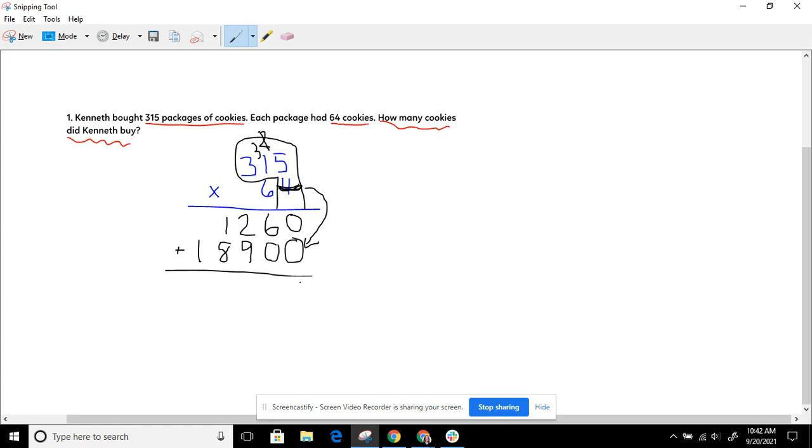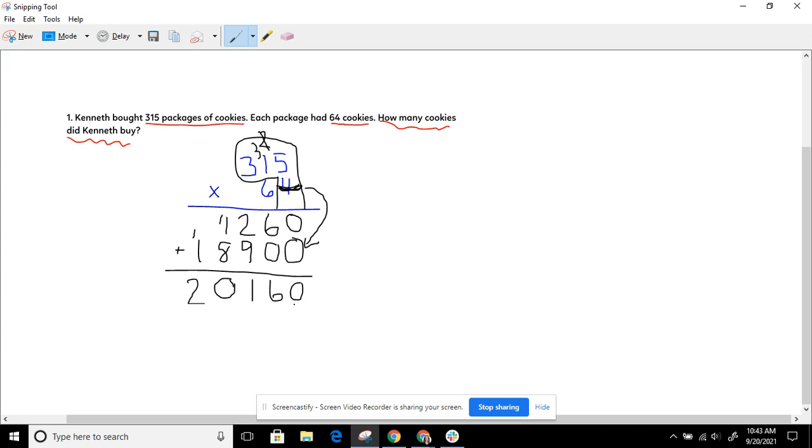So 0 plus 0 is 0. 6 plus 0 is 6. 2 plus 9 is 11. I'm going to put my 1 down and carry my 1. 8 plus 1 is 9, plus 1 is 10. I put my 0 down, carry my 1. 1 plus 1 is 2. 2, 0, 1, 6, 0.